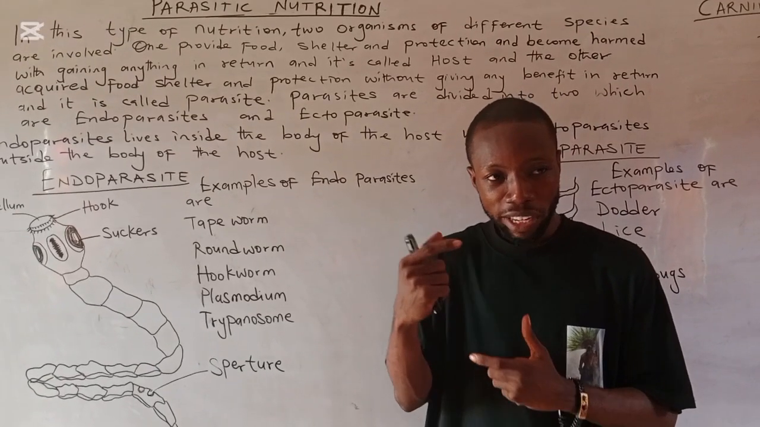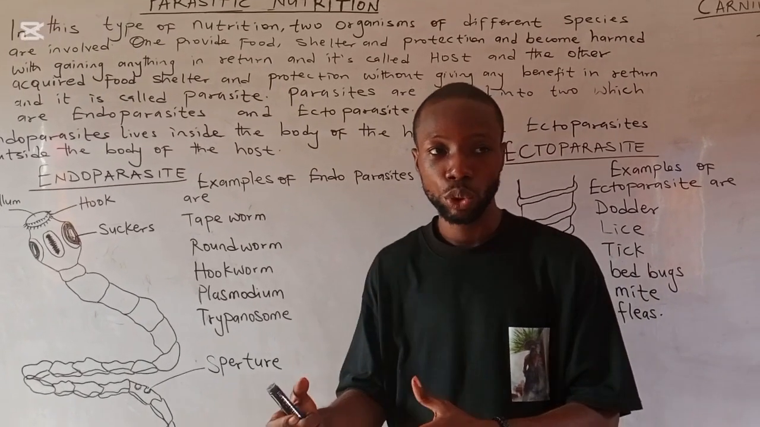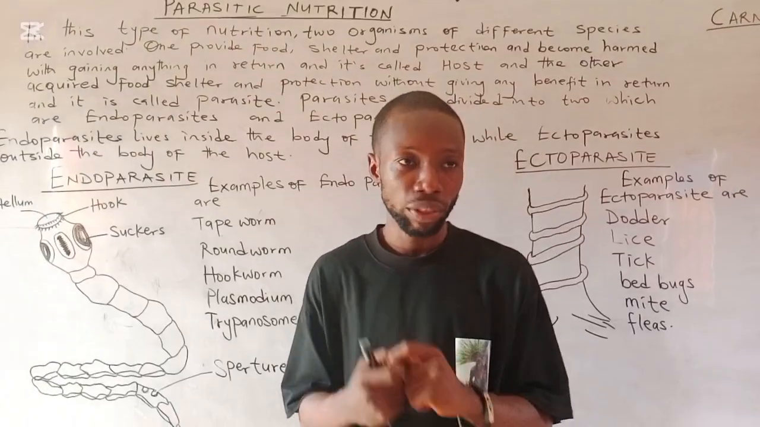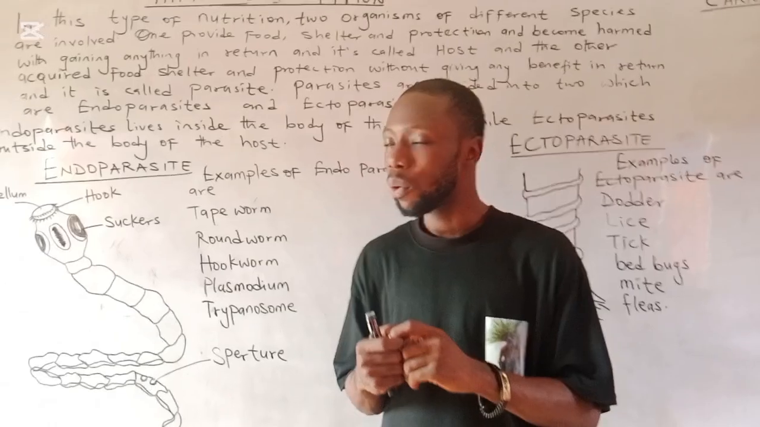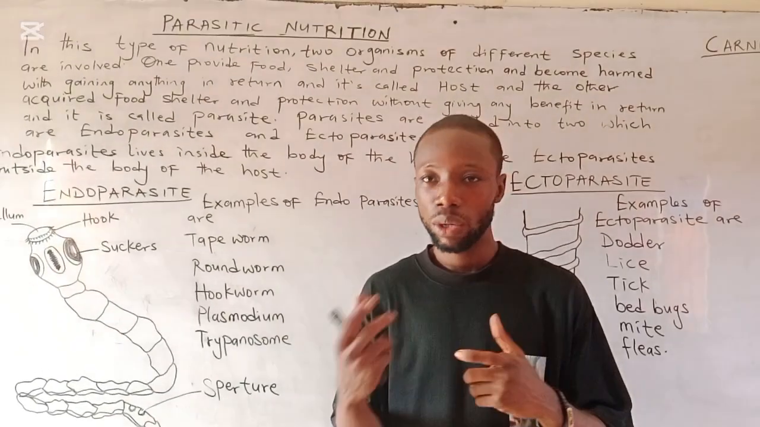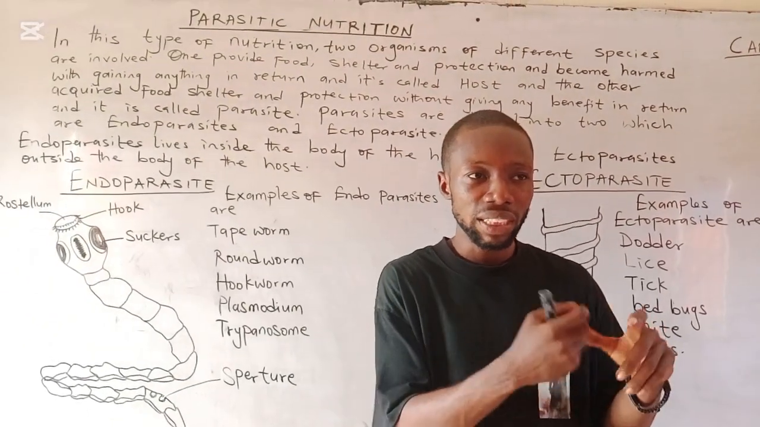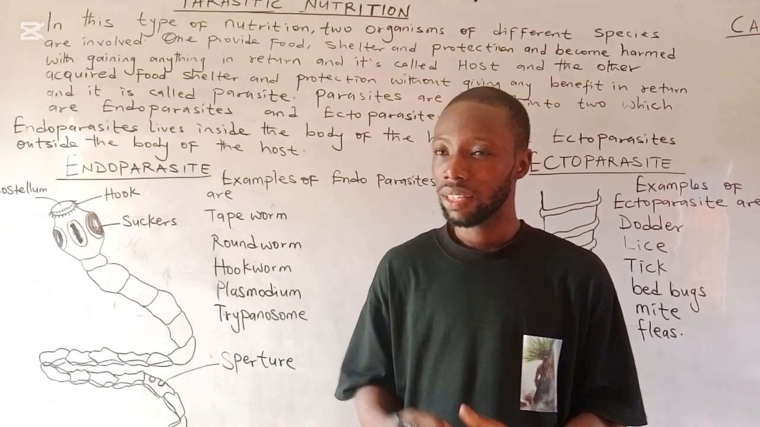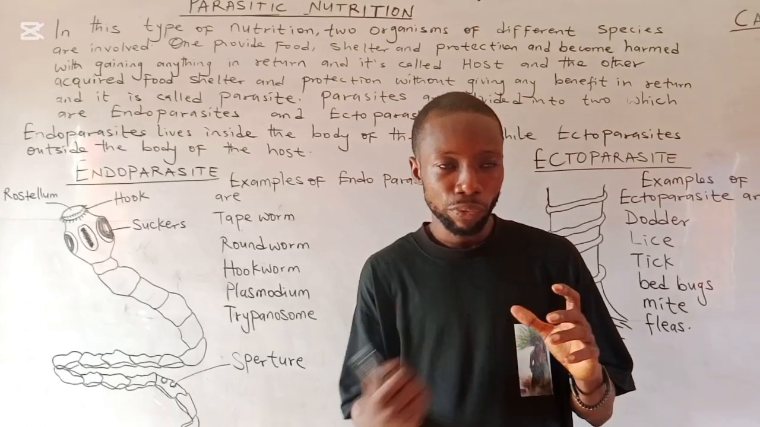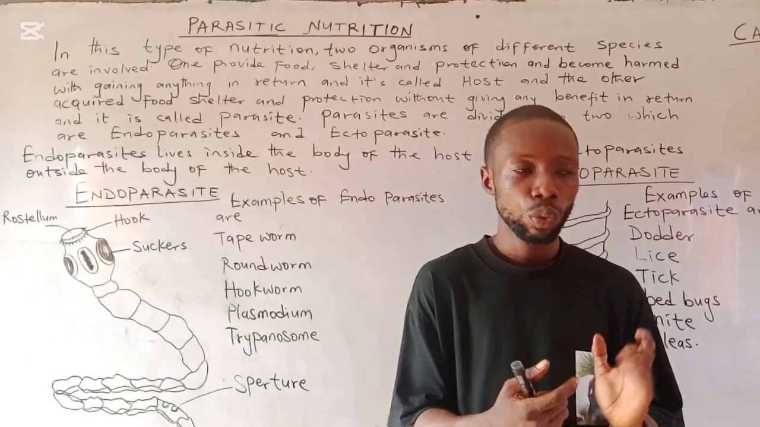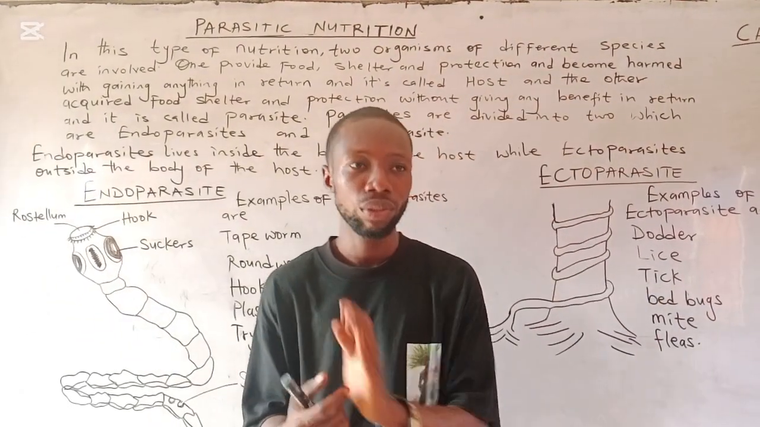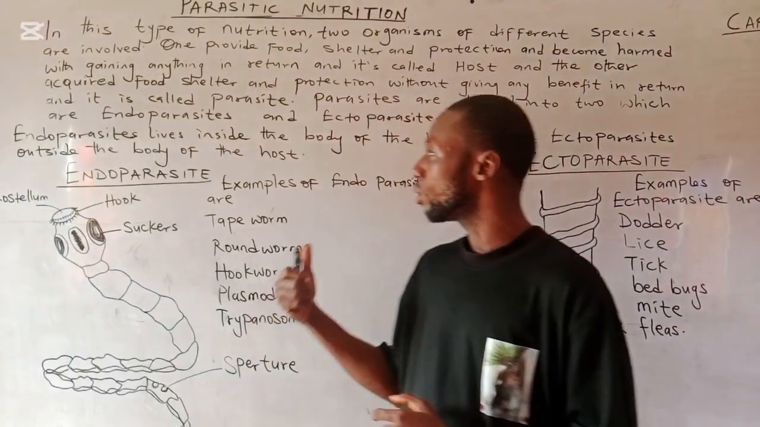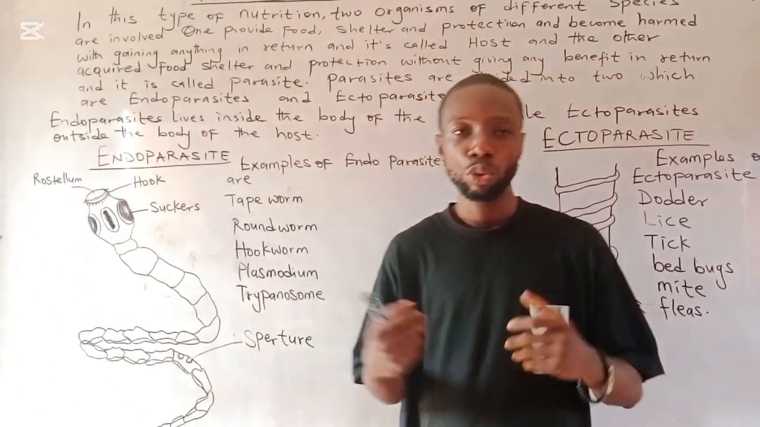One provides food, shelter, and protection, and becomes harmed without benefiting anything in return. The one that provides food, shelter, and protection without benefiting anything in return is known as the host. The other partner acquires food, shelter, and protection without giving any benefit in return, and that is known as the parasite.